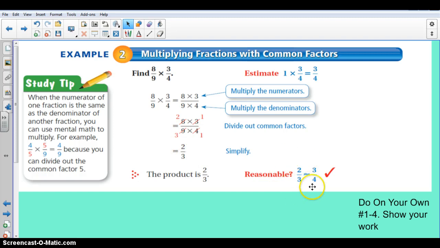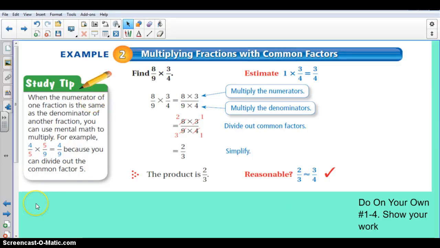Now, you're going to be asked to look at it and say, is this a reasonable answer? So if I said to you, okay, you got these right, or in some cases you got them wrong, is this a reasonable answer? Well, if you estimate 8/9, because that's pretty close to 1, 8 of the 9, times 3/4, which we know what that is, and 1 times 3/4 is going to be 3/4. So you look at 2/3. Is that pretty close to 3/4? Absolutely. The numerators are only 1 off of the denominators, so it is a reasonable answer.